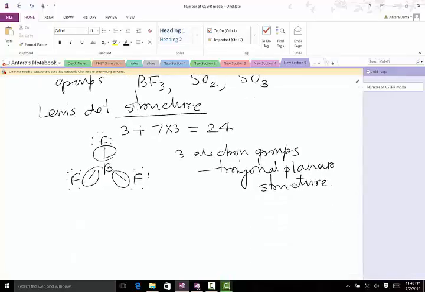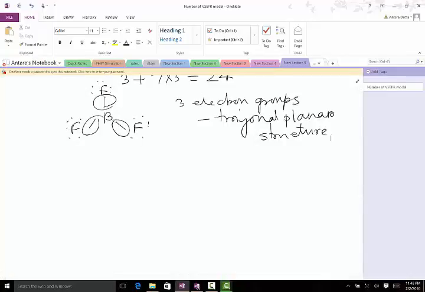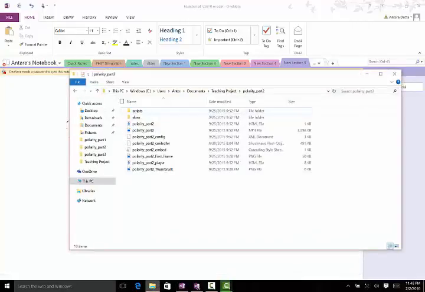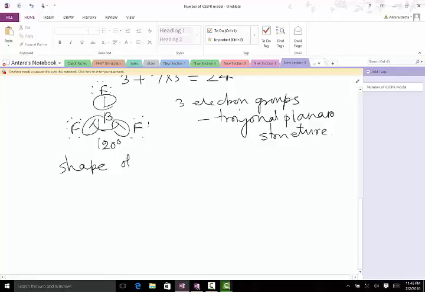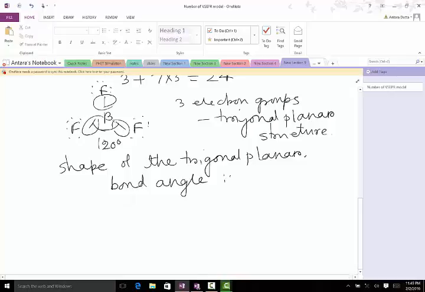Now the theory says if there is 0 lone pair on the central atom, then your electron group geometry must be same as your molecular shape. So in this case, since there is no lone pair, my electron group geometry should be same as my shape of the molecule, and that is equal to trigonal planar, and the bond angle should be 120 degrees. So shape of the molecule is trigonal planar. Bond angle 120 degrees.